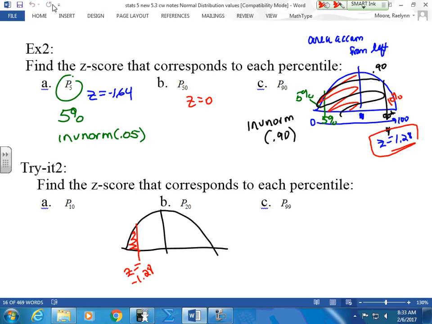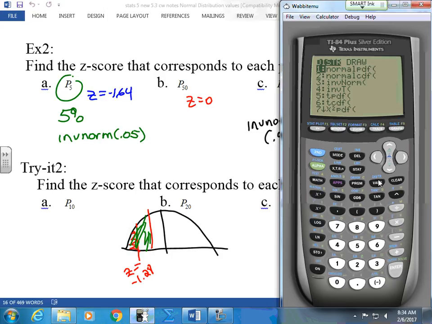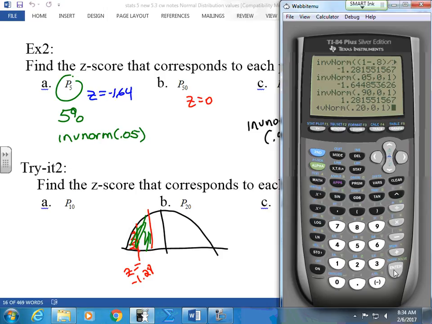Okay? 20%. 20% to my left, I'm still not 50%. I'm going to do inverse norm 20. Again, come down here, inverse norm 20%. Paste. And you get your negative. Remember, z-scores, 2 decimals, so I want you to round that. So this has a z-score of negative 0.84.